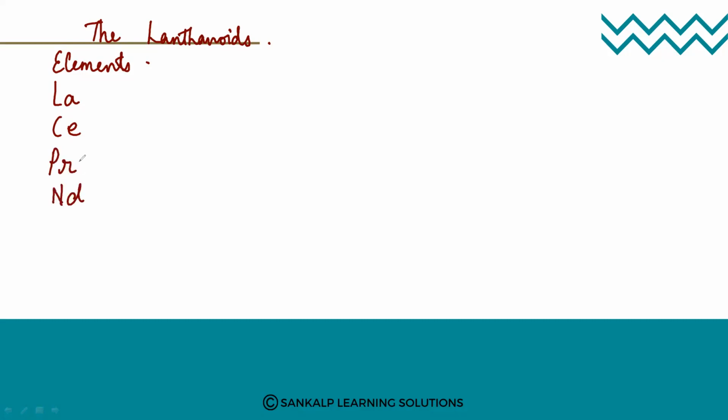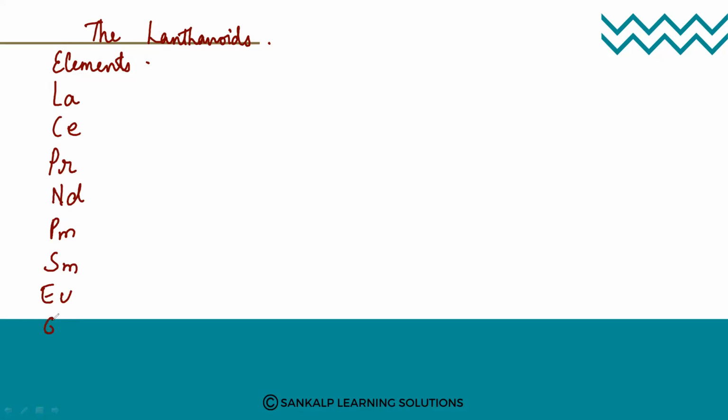Okay, so the lanthanoids, first we'll start with the lanthanoids. The elements which are there in lanthanoids are, first is lanthanum. I'll write the short names: lanthanum, then cerium, then praseodymium, that is Pr, then neodymium, that is Nd, then promethium, that is Pm, then samarium, that is Sm, then europium, that is Eu.